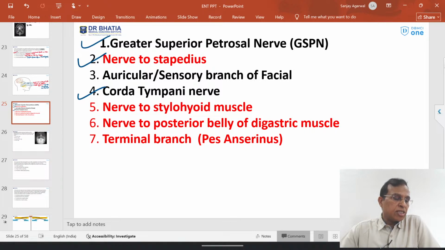So Vipul says it provides secretomotor innervation to submandibular sublingual gland. Absolutely correct, Vipul, absolutely correct. And if you could add pre-ganglionic fiber, और अच्छा हो जाता. It supplies pre-ganglionic secretomotor innervation to these two glands. Would have been better, but this is also a great answer.